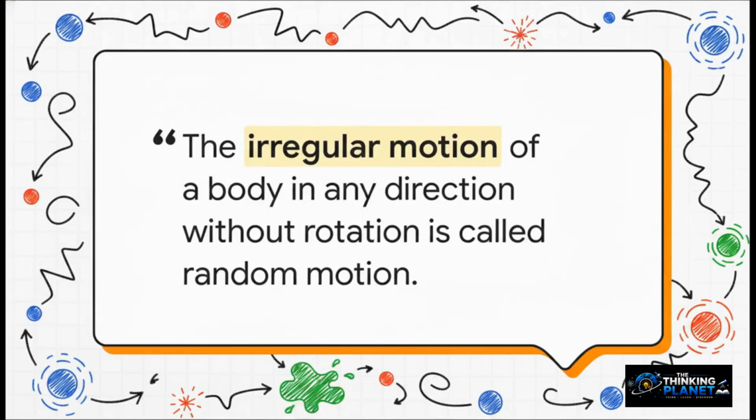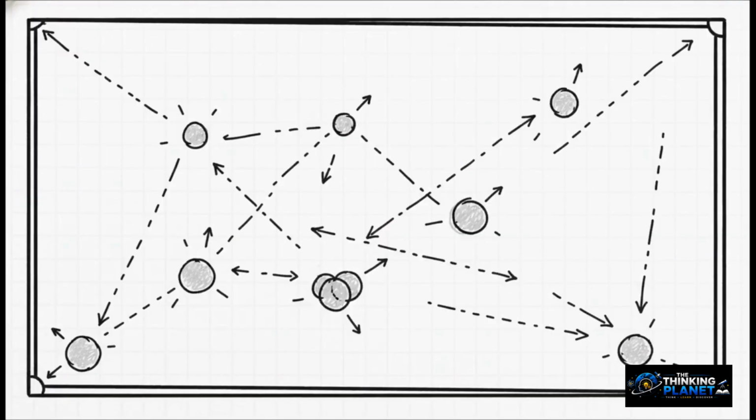And the final sibling in the translatory family is random motion. The source material defines this one perfectly, stating the irregular motion of a body in any direction without rotation is called random motion. The word random here literally tells us that something is moving without having any sort of proper, predictable direction at all. To really visualize this, think about the invisible gas molecules in the room you're sitting in right now. They're moving in every possible direction. They have absolutely no proper direction of movement whatsoever. They just bounce off each other in this erratic, totally unpredictable way. That beautiful invisible chaos, that's random motion.